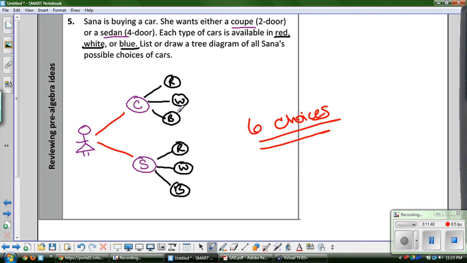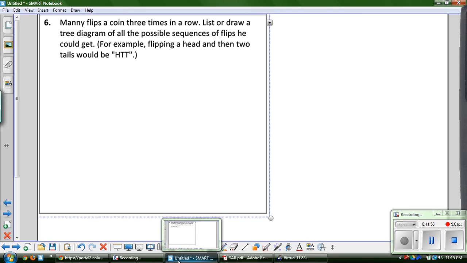Alright, last question. Manny flips a coin 3 times in a row. List or draw a tree diagram for all the possible sequences of flips he could get. For example, flipping a head and then 2 tails would be H, T, T.